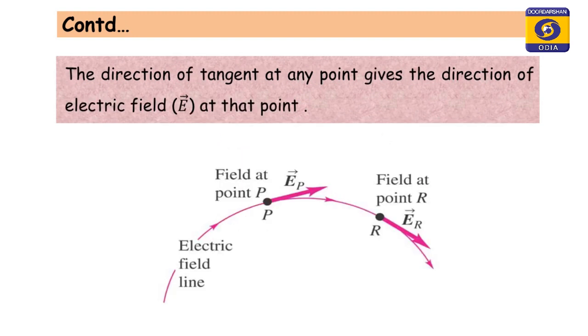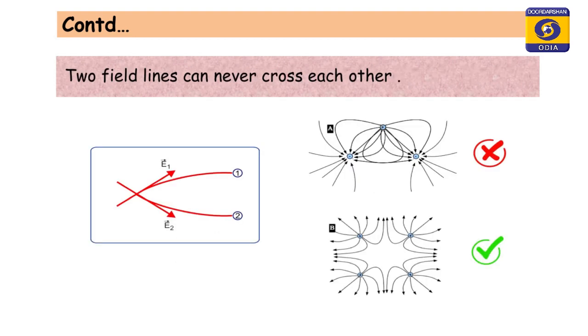Okay. Next property is the direction of tangent at any point gives the direction of electric field at that point. You can see that at point P and point R, the tangent at that point gives the direction of electric field. Next one is, two field lines can never cross each other. Students, at a single point, two tangents, that is two directions, cannot be possible. That is why two field lines can never intersect each other.